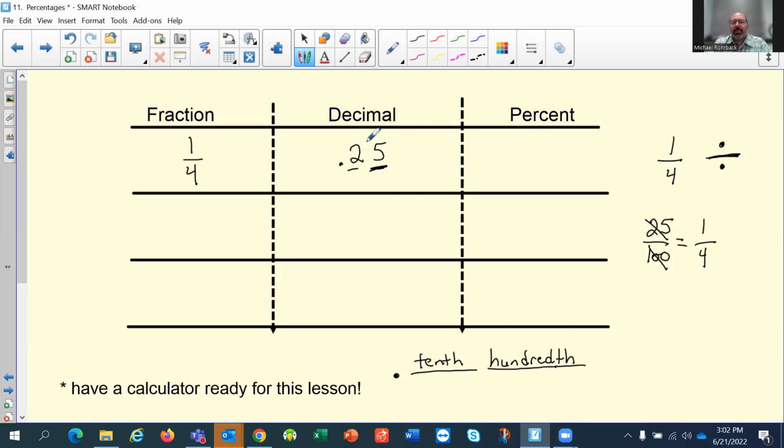So when we're going from a decimal to a percent, all we have to do is read the word percent. Percent means out of: per is out of, and cent is 100. So percent means out of 100. If we already know we have 25 hundredths, that means we have 25 over 100. Well, that's 25%.